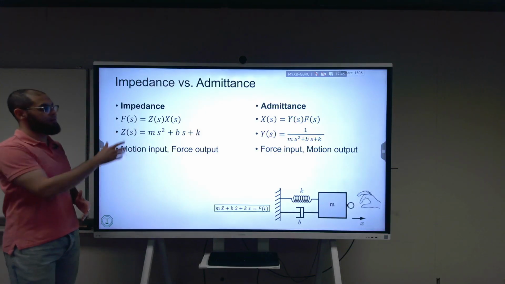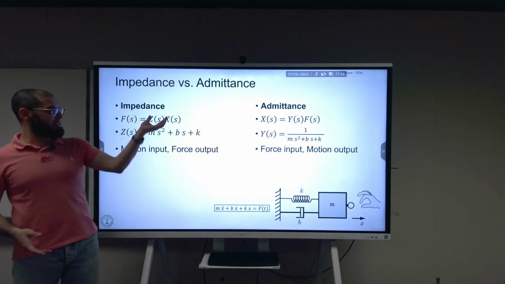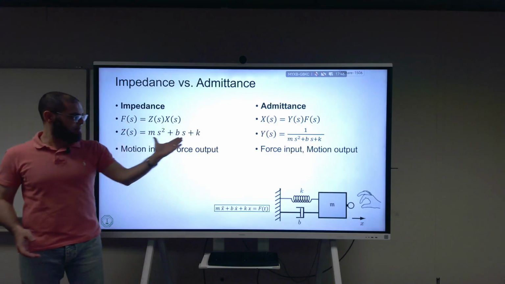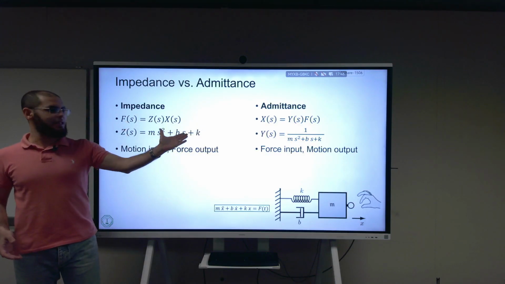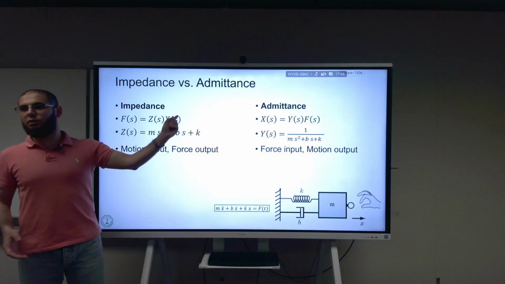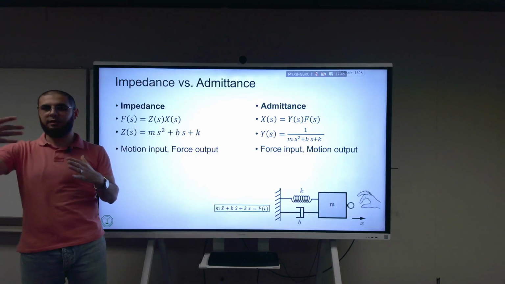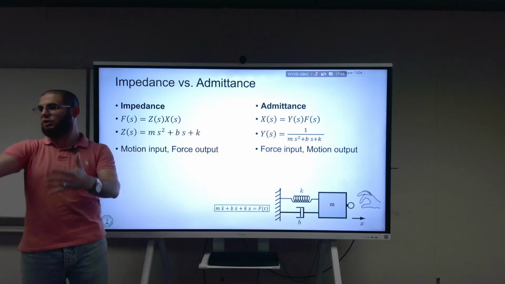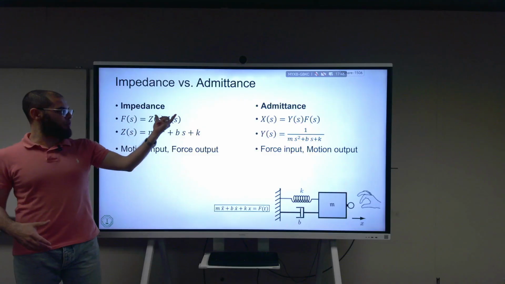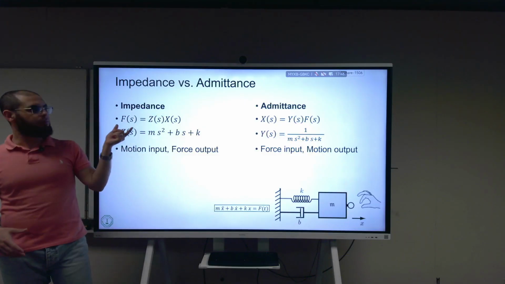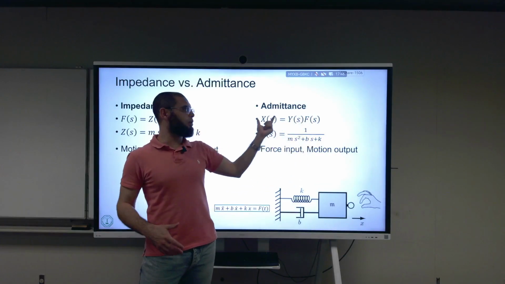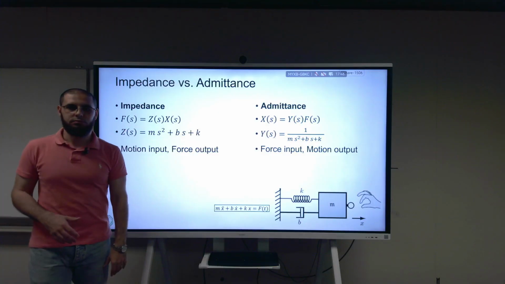So impedance, if you write it as a transfer function in the S domain, the Laplace domain, you'll find it looks like that: MS squared plus BS plus K. So this is the mass spring damper system. We have motion as the input, the integral of the velocity, which is the position of the point mass there. So this is an input, and force is an output. While the opposite, if you're talking about admittance, then we have force as the input and motion as the output.